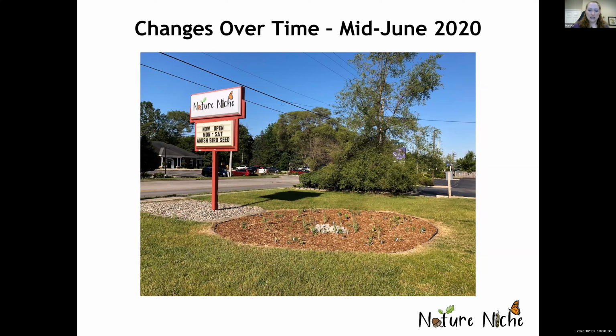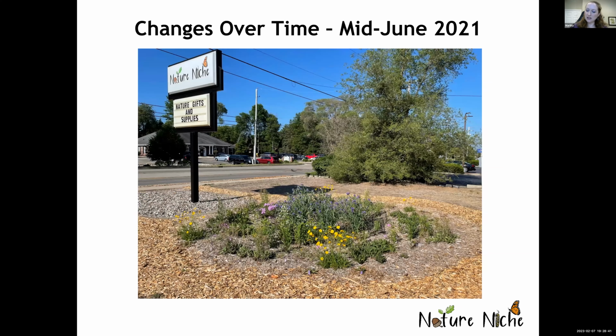So here's what it looked like just planted with some plugs and 2-inch pots and a few quarts. Here it is in its second growing season. You can see the plants are already blooming. I observed bees and butterflies and moths, and even the goldfinches were jumping around the sunflowers, having a good time.